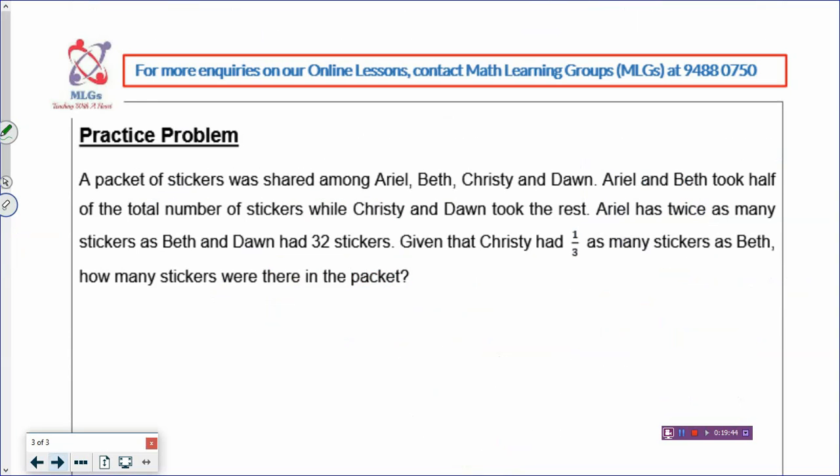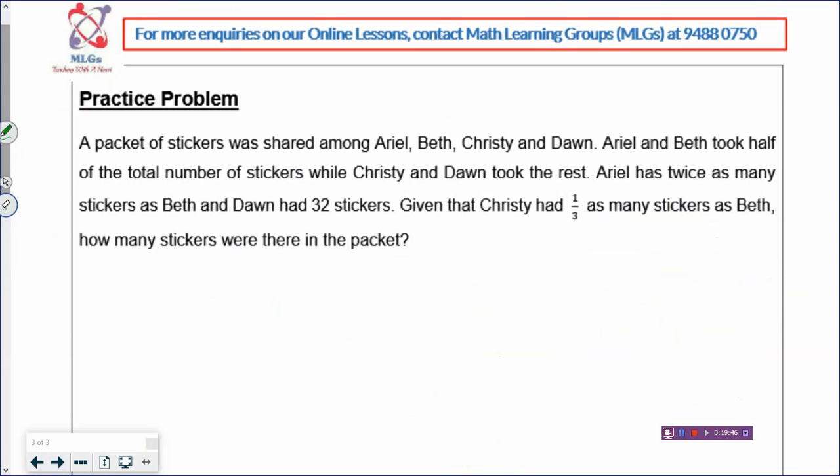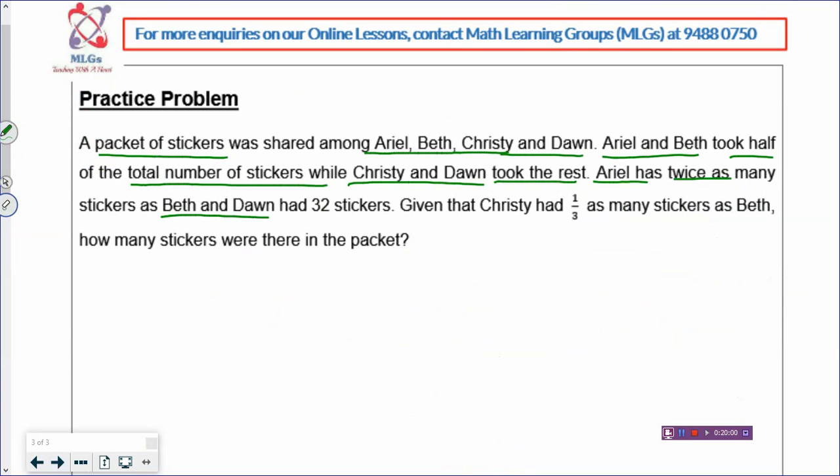Okay, so do you manage to solve it? So let's highlight. A packet of sweets was shared among Ariel, Beth, Christy, and Dawn. Ariel and Beth took half of the total number of stickers, while Christy and Dawn took the rest. Ariel has twice as many as Beth and Dawn had 32 stickers. Given that Christy had 1/3 as many as Beth.